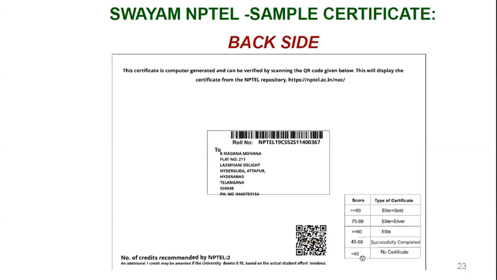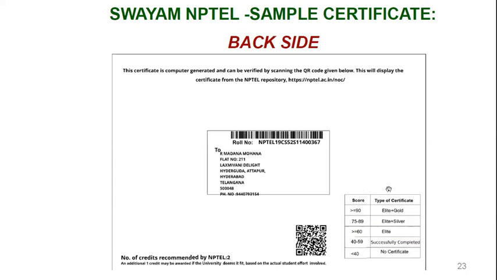Now here you can see the categories. If the overall score of online assignment as well as final exam is less than 40, you won't get a certificate. If your score is 40 to 59, you will get Successfully Completed. If your score is greater than or equal to 60, you will get the category Elite. If the score is 75 to 89, the category is Elite plus Silver. If the score is greater than or equal to 90, you will get Elite plus Gold.